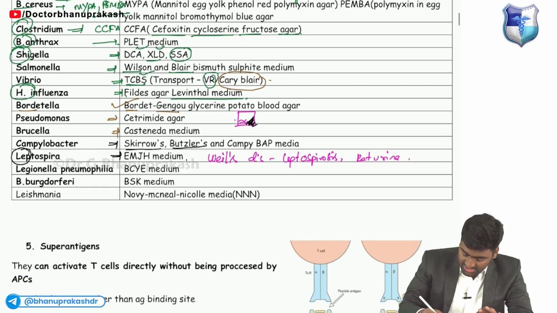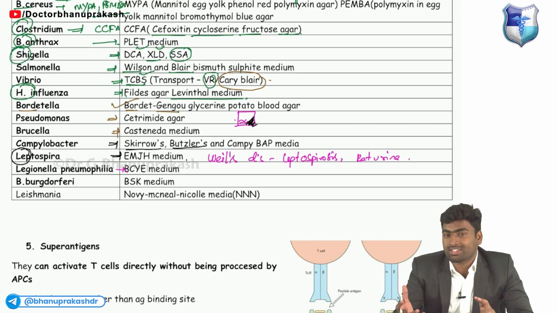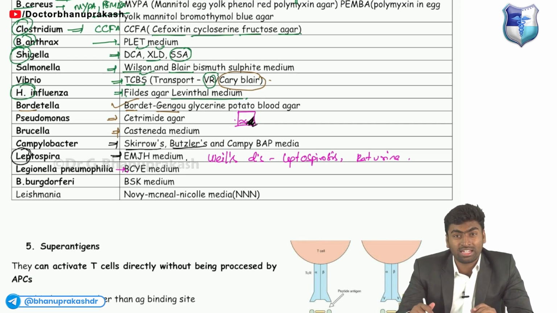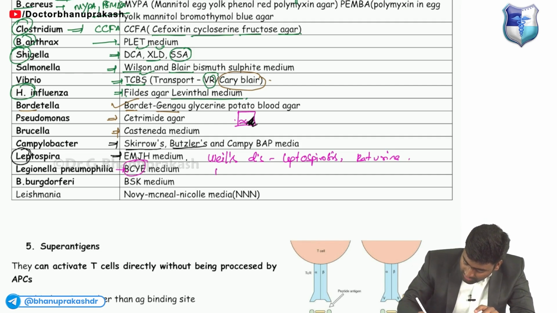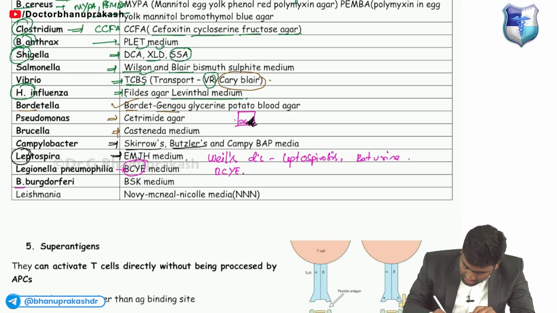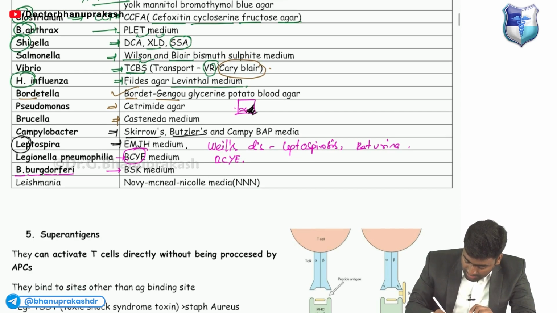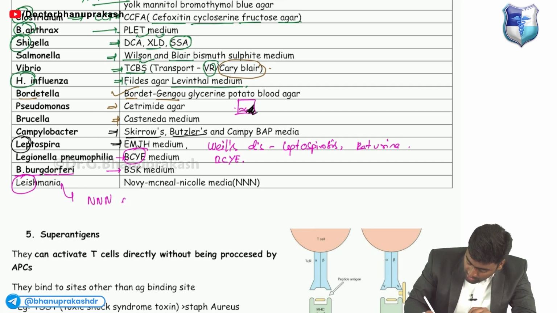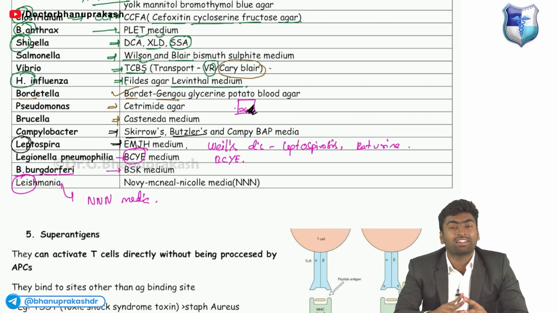Then next is Legionella pneumonia. Remember Legionella: it causes atypical pneumonia, with diarrhea along with the pneumonia. So we'll use BCYE medium, remember. And for Borrelia burgdorferi we'll use BSK medium. Next, Leishmania will use NNN medium. We know Leishmania donovani causes Kala Azar.